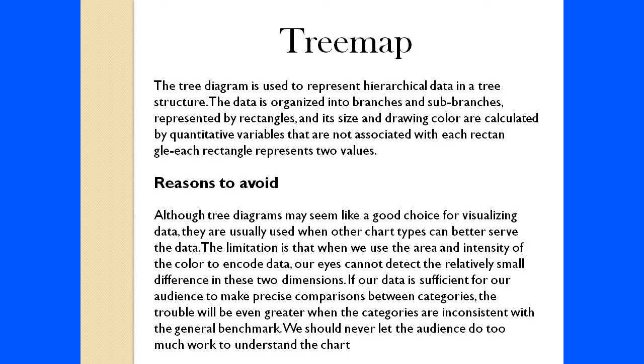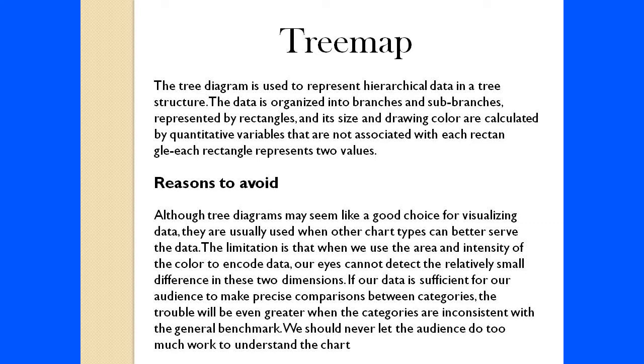Okay, so the first one is the tree map. The tree map is used to represent hierarchical data in a tree structure. The data is organized into branches and sub-branches represented by rectangles, and their size and color are determined by quantitative variables associated with each rectangle. So each rectangle represents two values.